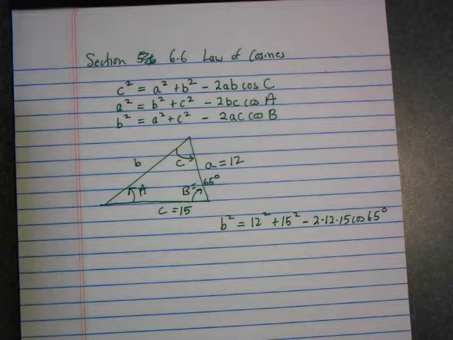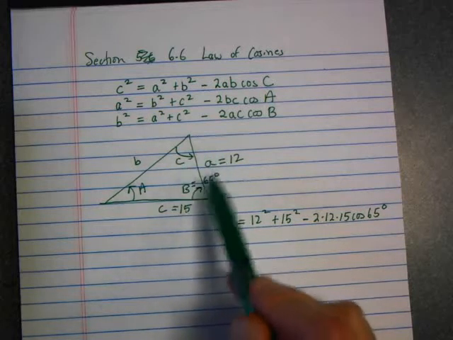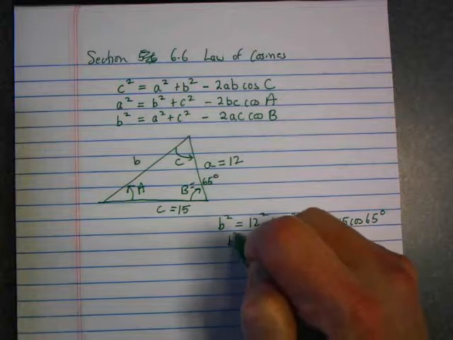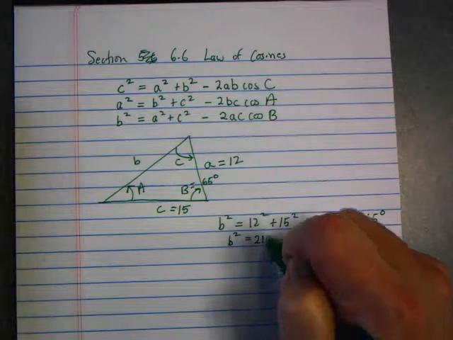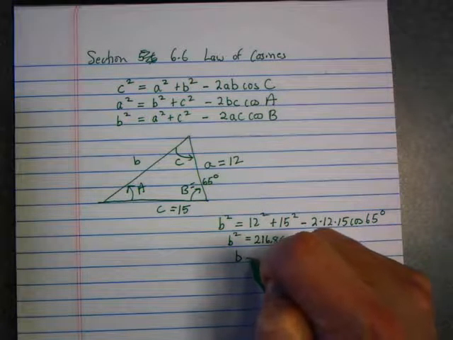So I grab my calculator. 65 degrees. I think I better make sure I'm in degrees. Typically we work in degrees here with law of sines and law of cosines. 12 squared plus 15 squared minus 2 times 12 times 15 cosine 65. I get b squared is about 216.86, and I take the square root of that number, and I think I'll round to one decimal place. b is 14.7.